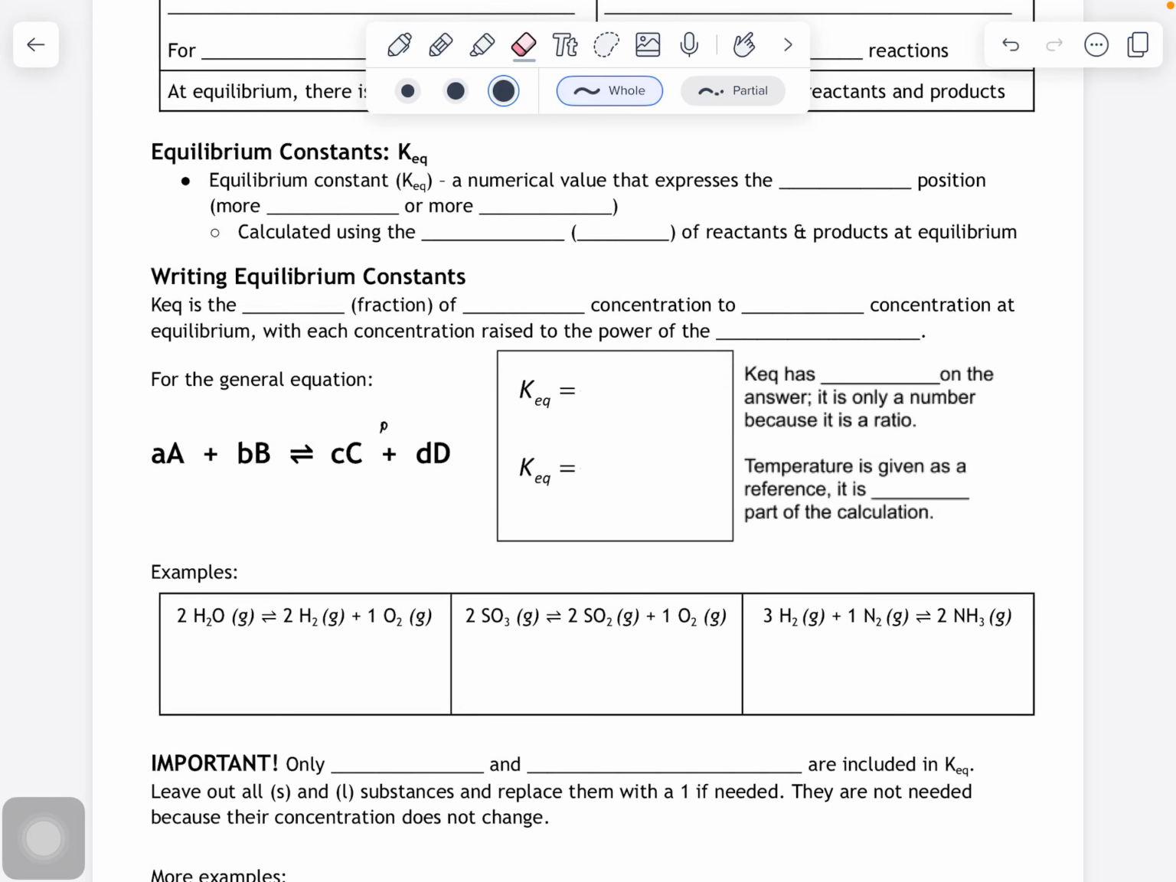We'll be reviewing how to write equilibrium expressions. So first things first, can you make sure that you get three colors for these notes? Go ahead and pause the video and get three colors. Okay, so let's remember that an equilibrium expression is the products divided by the reactants.